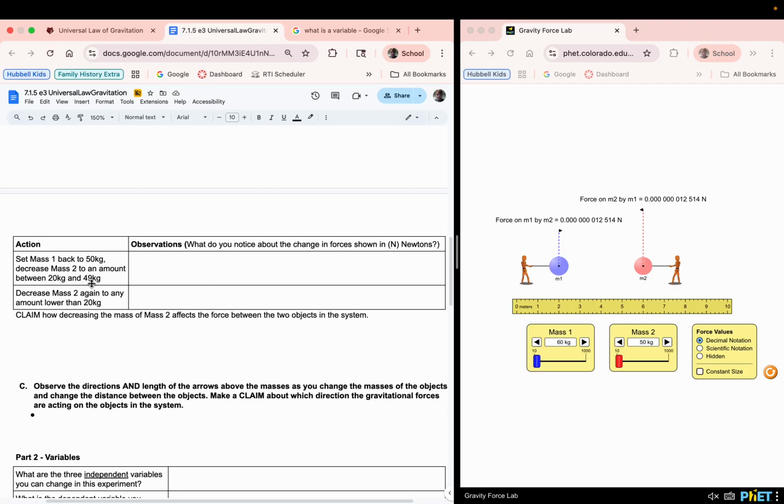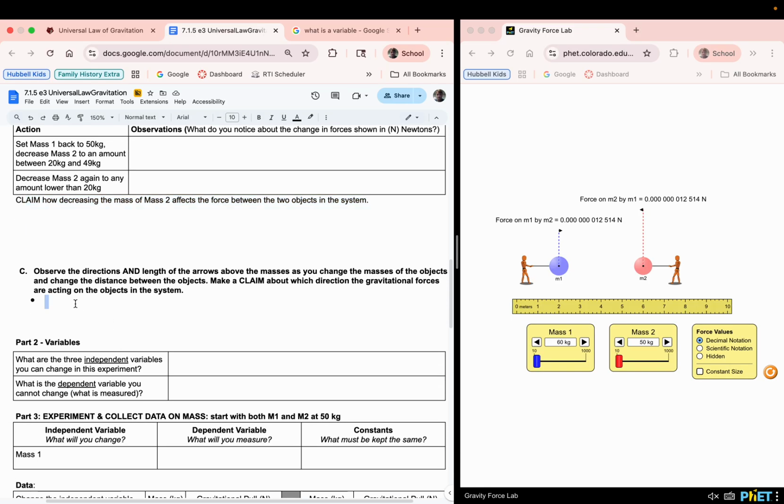Set mass 1 back to 50 and put it at a low amount, somewhere between 20 and 49 kilograms. Then decrease mass 2 again to an amount lower than 20 kilograms. So again, follow the instructions and tell me down below how it affects the gravitational force.